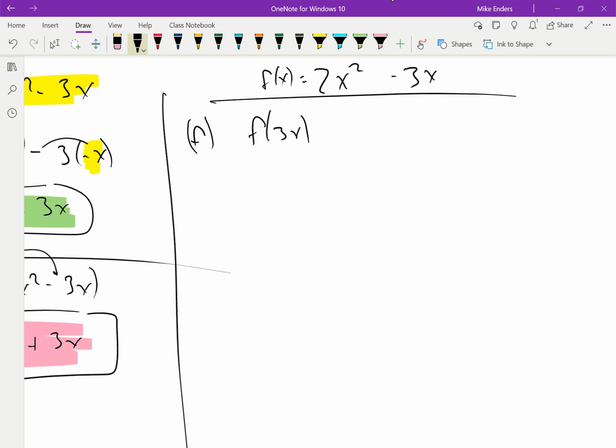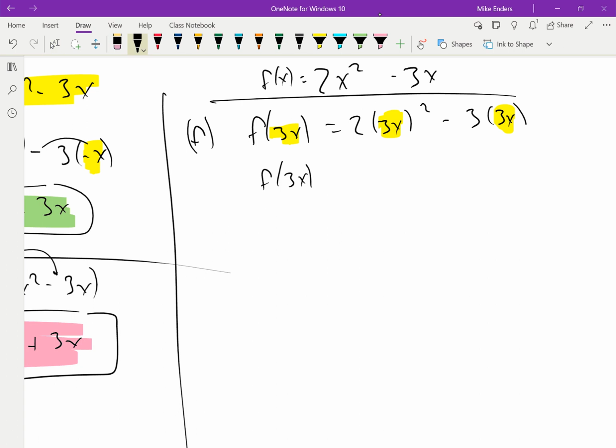So f of 3x. Okay? So what we're going to do is plug 3x in for every x value. So we've got 2 times the x squared minus 3 times the x. What I'm going to do is replace, in these parentheses here, that with the 3x.